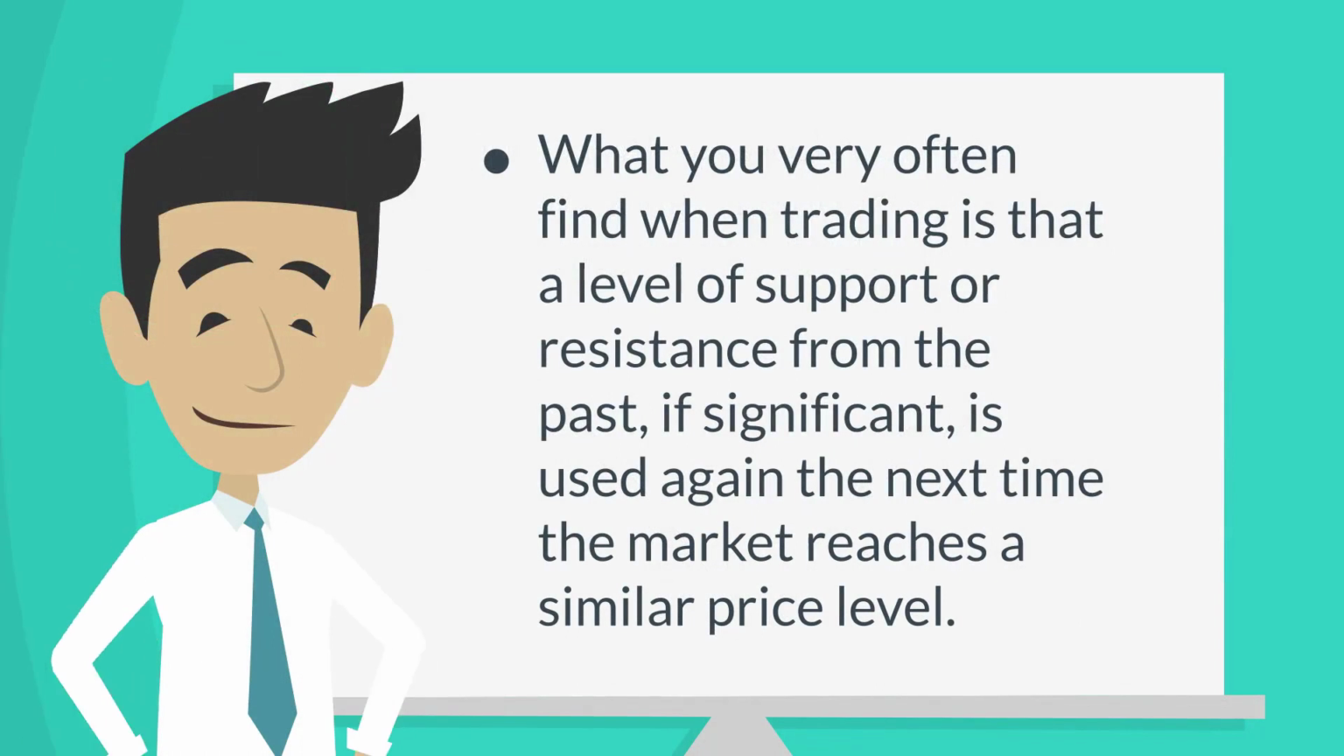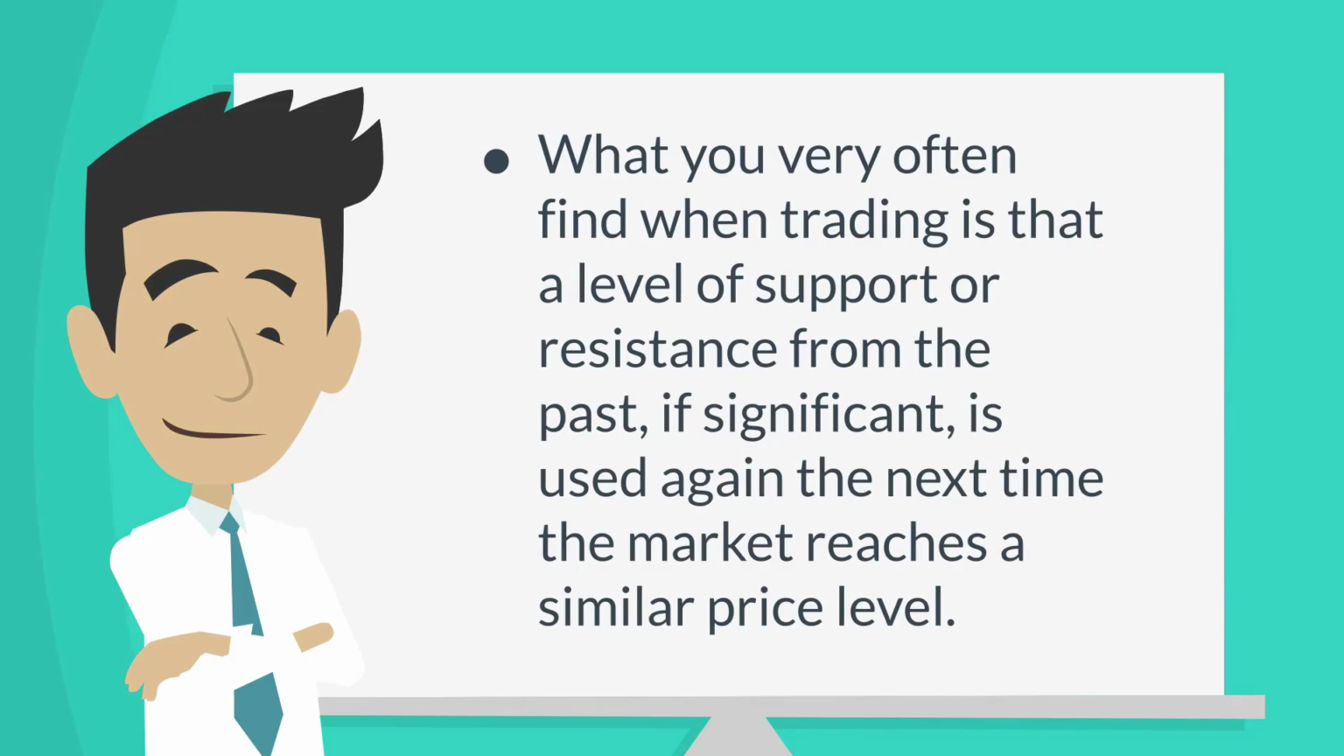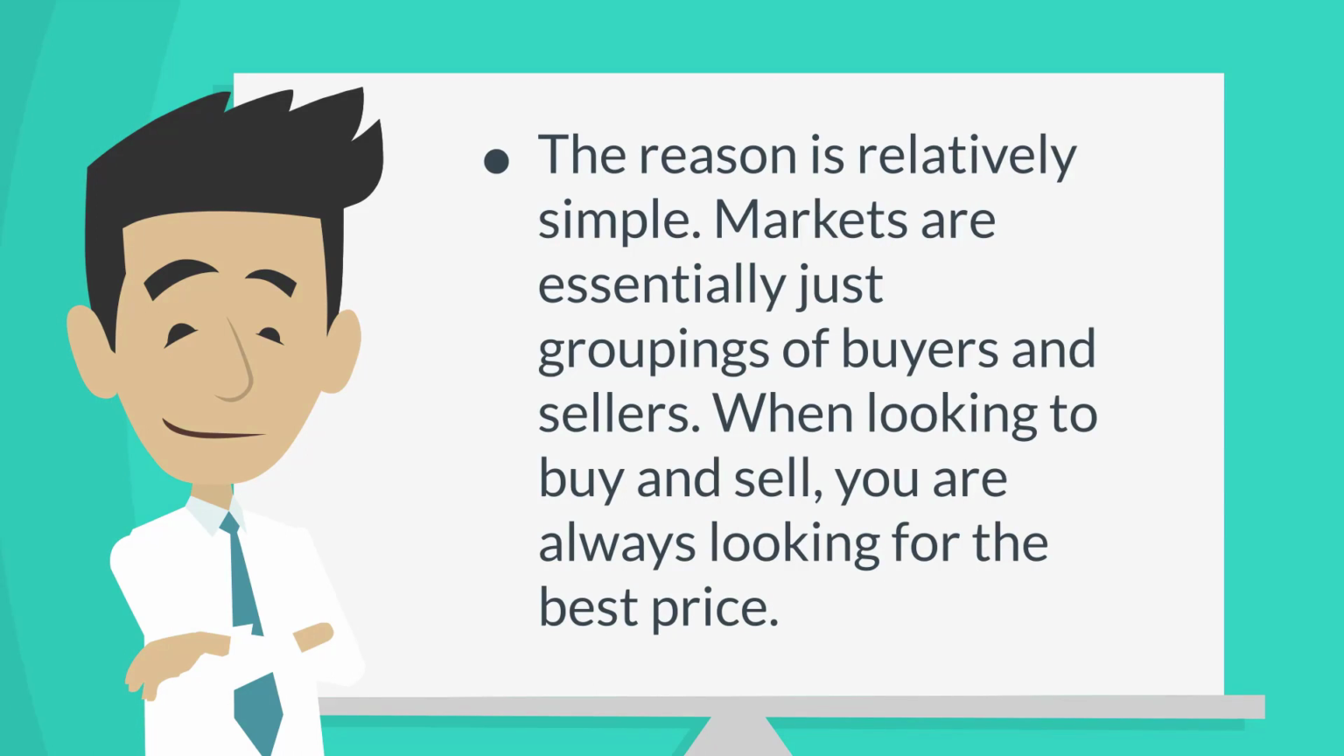What you very often find when trading is that a level of support or resistance from the past, if significant, is used again the next time the market reaches a similar price level. The reason is relatively simple. Markets are essentially just groupings of buyers and sellers. When looking to buy and sell, you are always looking for the best price.